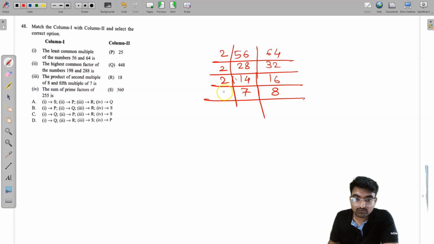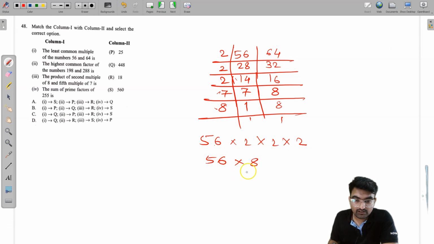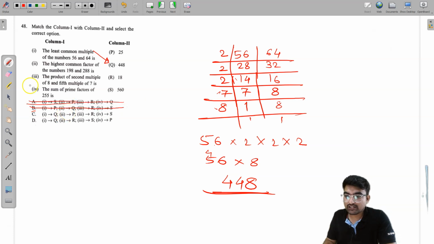Okay, so that's it, I guess. 7 and then 8, correct? So that is 2 times 2 times 2 times 7 times 8, which is 56 into 8: 8 sixes are 48, carry 4, that gives 448. So the first is Q, so 1 matches Q. Now I got two options again, so options A and B are wrong, right? So we have to choose between C and D.